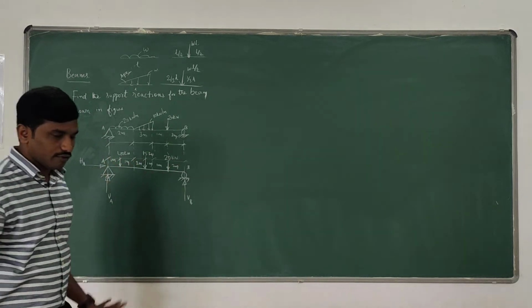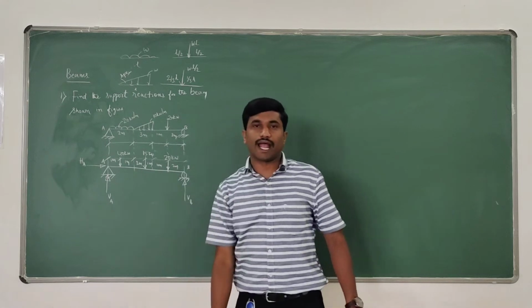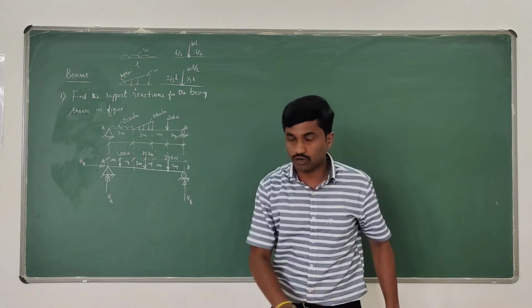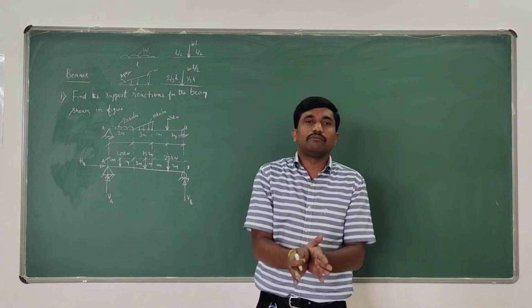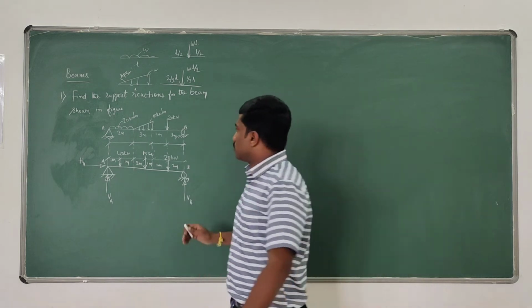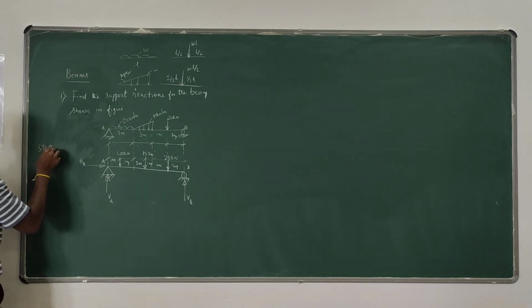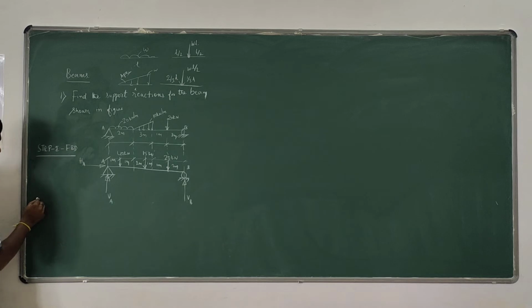So this is regarding the free body diagram. The very first step is to write the unknown support reactions. The next step is to convert all distributed loads into point loads. The next is to apply the equations of statics or equilibrium to determine the unknown support reactions. So this is step 1, the FBD. FBD is over.